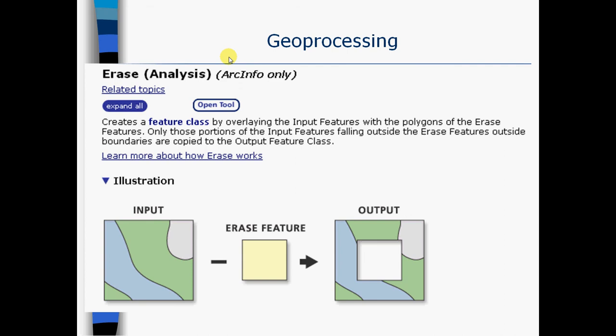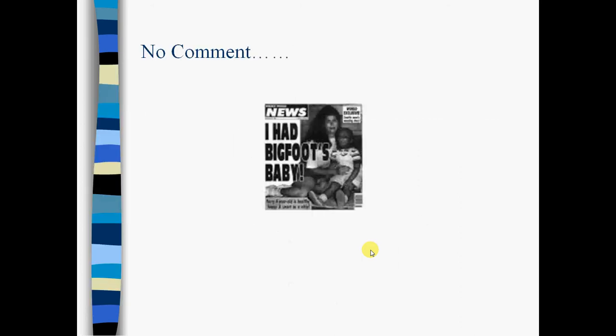There's an opposite of a clip, and that's an erase. And in this case, what we have as an output is not the cookie after doing the cookie cutter, but the dough that's left over after the cookie has been taken away. So most any spatial operation that can be imagined can be done in one way or another.